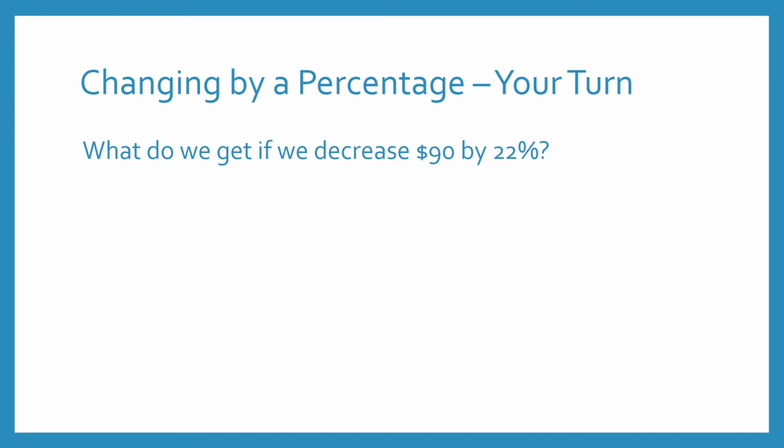Okay, so this time you are solving this question. What happens when we decrease $90 by 22%? Okay, so we simply rewrite the question. Decrease means we go minus 22% of $90. So this is going to give us 90 minus $19.80. So we're going to end up with a solution of $70.20. And because we've gone down, we can at least see that we've decreased.